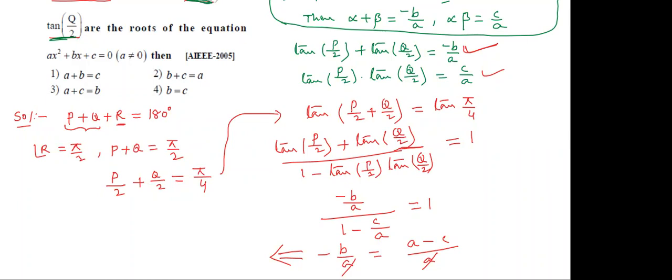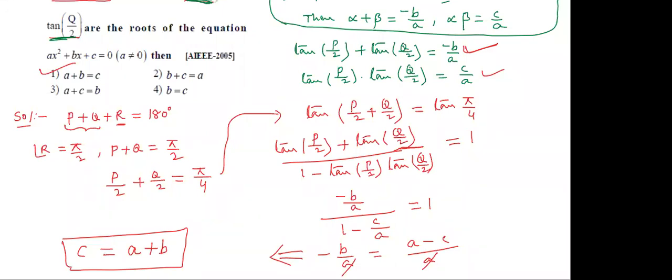There is no option. So what we have to do? Minus c send to the left hand side, minus b send to the right hand side. C is equal to a plus b. Students, do you understand? Minus b to the right hand side, minus c to the left hand side. So you will get this relation: c is equal to a plus b, or a plus b is equal to c. Which option is correct? First option is correct.